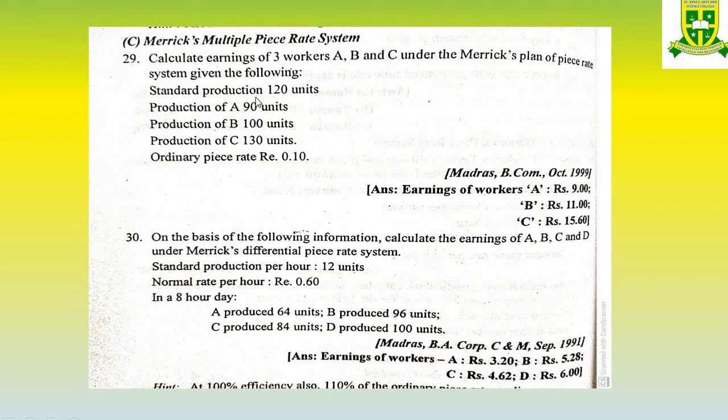But in the 28th sum, straight away they have given the per day information. The normal rate per hour is given, so you have to find out the piece rate. But in the 29th sum, the ordinary piece rate is straight away given, so there is no need to apply the formula. So how many employees are there? A, B, C and D.